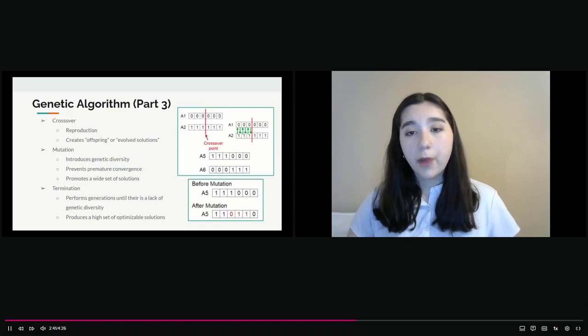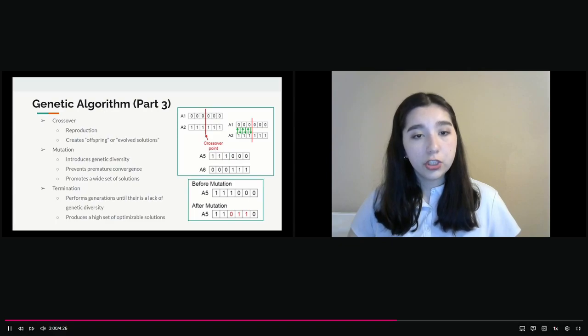Genetic algorithm part 3. Crossover. During reproduction, the chromosome has a crossover point where genes, as zeros and ones demonstrated here, are exchanged among a good solution pair, which are referred to as parents. They are recombined to make a better individual solution, which gets added to the next population. These better individual solutions are referred to as offspring or evolved solutions.